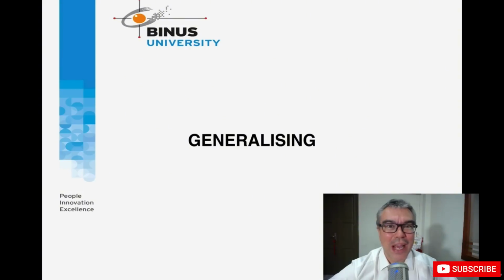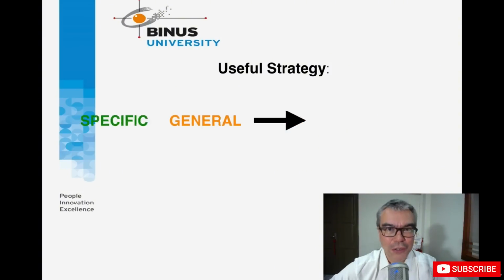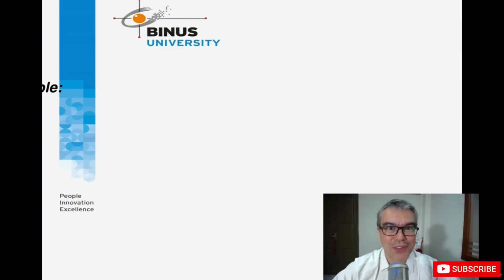This lesson is about a specific strategy in academic writing, and we're going to be talking about generalizing. So in academic writing, generally you will be moving from the general to the specific. So what you will do is you will make a general statement, and then in the following sentences you will follow up with specific examples that explain that general statement. Let me give you some examples.